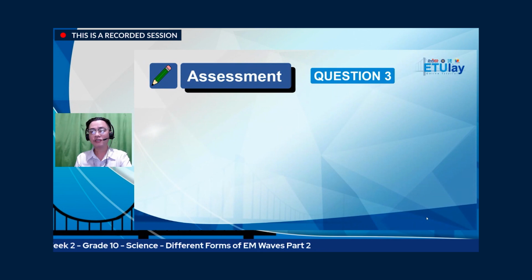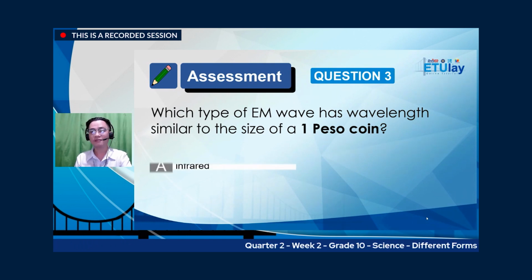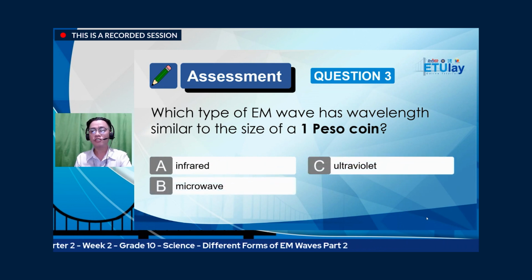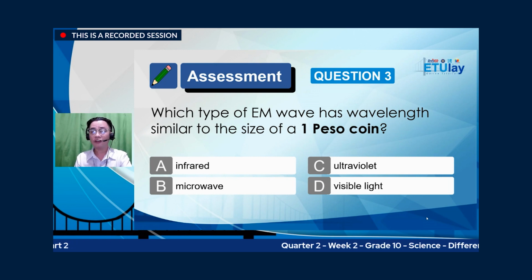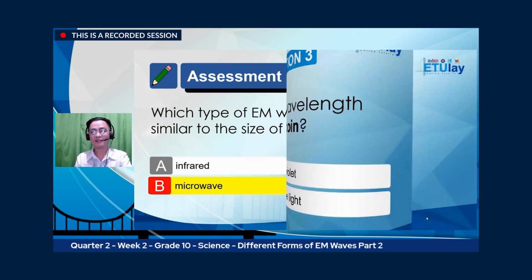Let's move to question number 3. Which type of electromagnetic wave has the wavelength similar to the size of 1 peso coin? A. Infrared. B. Microwave. C. Ultraviolet. Or D. Visible light. 5, 4, 3, 2, and 1. If your answer is letter B, microwave, then you are scitastic.